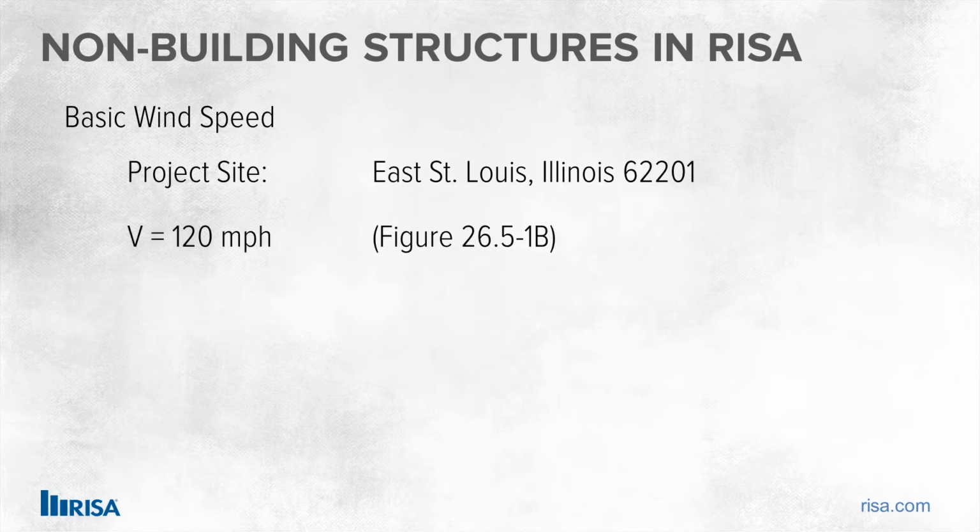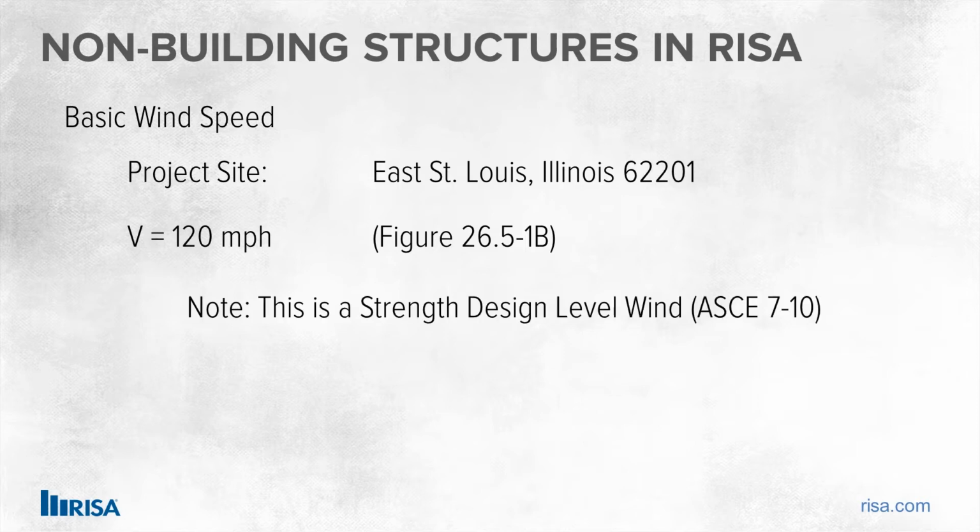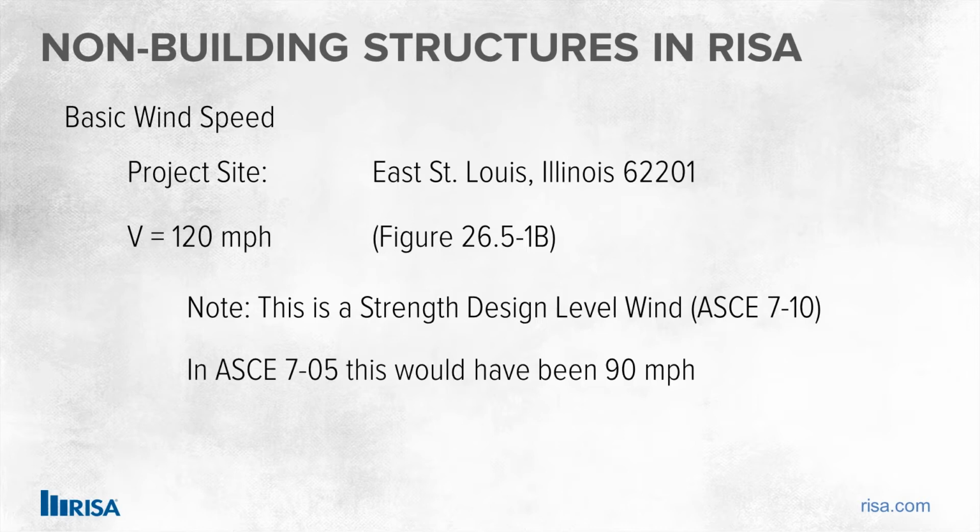So the wind speed for East St. Louis, when we're in a risk category 3 structure, is 120 miles per hour wind. Now, one important thing to keep in mind is that that's a strength design level wind. This is different from a service level wind, which was in previous codes. So if we wanted to compare this against ASCE 7-05, they would have called this 90 miles per hour back then. Now we're designing it for 120 miles per hour. But when we factor all the loads, everything will come out to be the same.